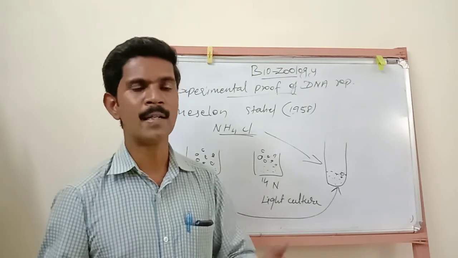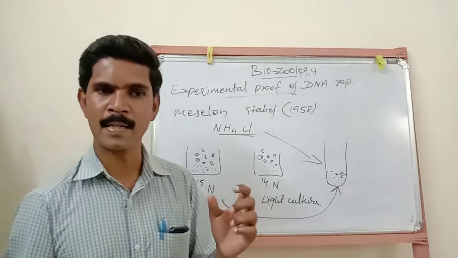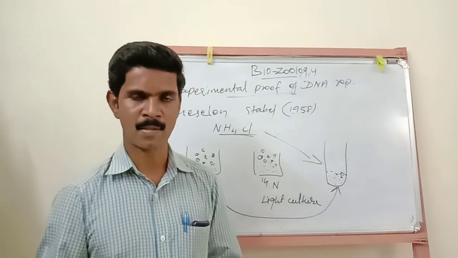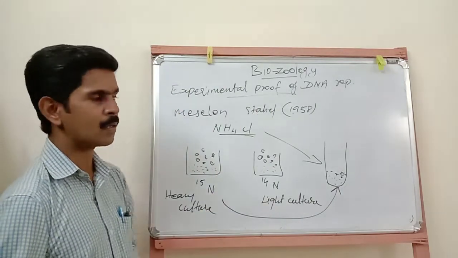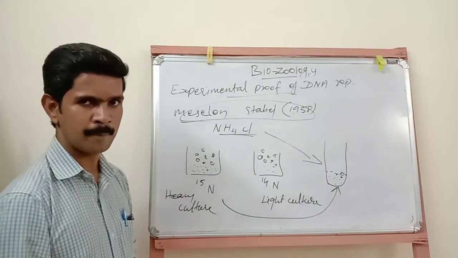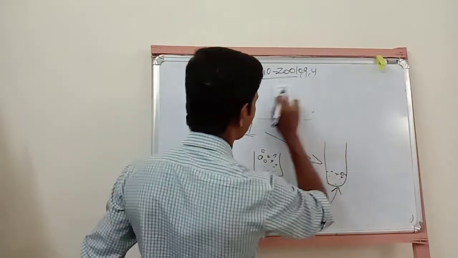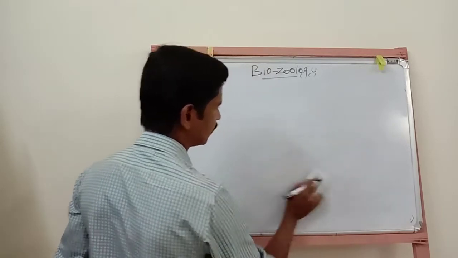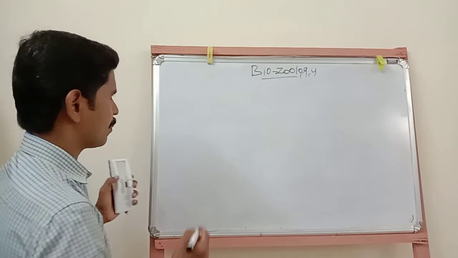Finally they came to the conclusion that Watson and Crick's semi-conservative replication process is the only correct one. Understand, my dear students? I hope you understood this experimental proof of DNA replication. The scientists' names and the year are an important 1 mark question. The next topic is enzymes and the mechanism of replication.